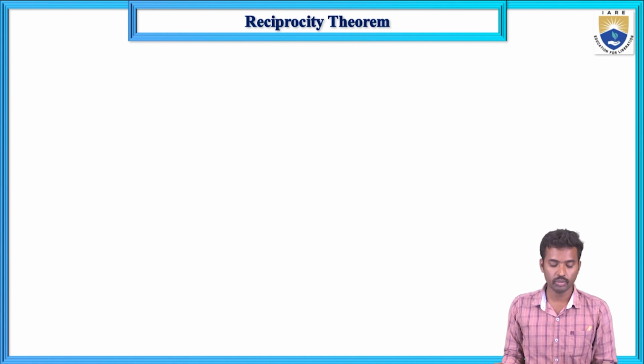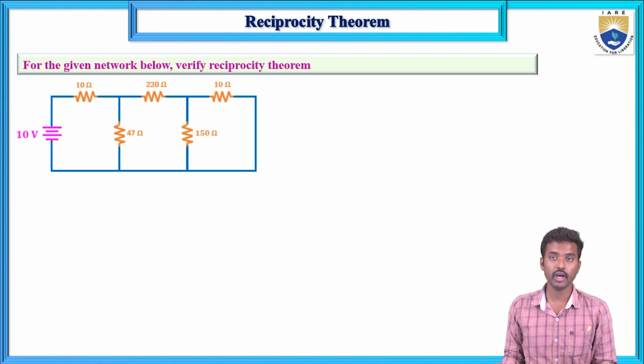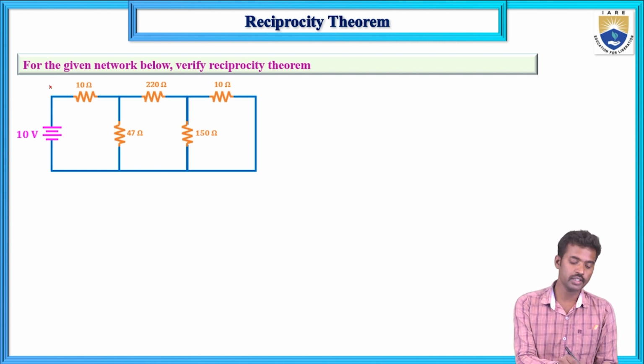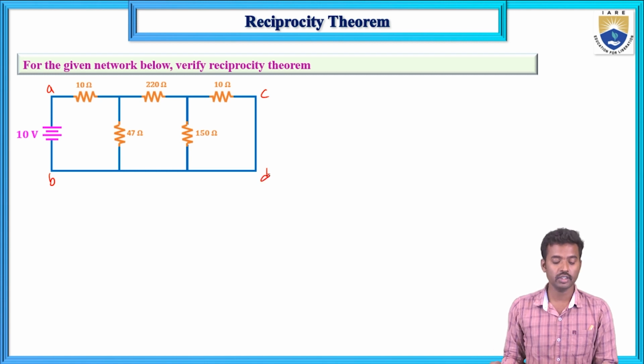Now the third problem in this reciprocity theorem: for the given network below, verify the reciprocity theorem. Here we have 3 loops. For these 3 loops, verify the reciprocity theorem. Now here this is A and this is B and this is C and this is D. And here we have only a single source network, so we can apply the superposition theorem. It is a voltage source.